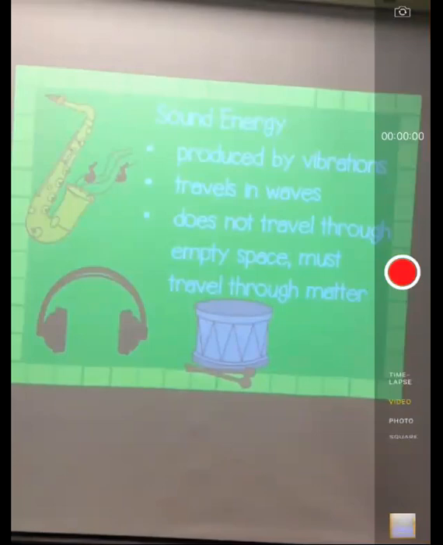Is that confusing? It says it does not travel through empty space. Yes, you have to write the must. It must travel through matter. That's important. Now, why would that be confusing? If that's confusing to anybody, be honest and tell me, so we can talk about why maybe it's confusing.